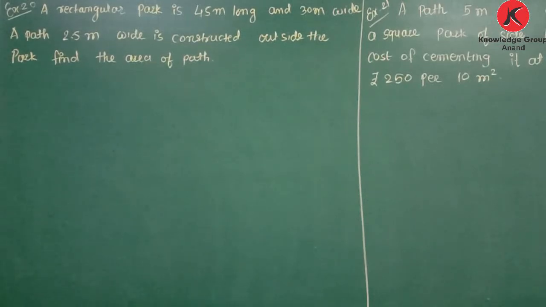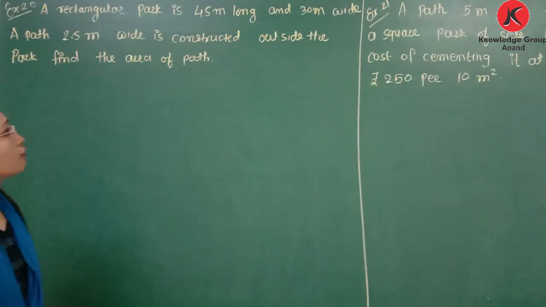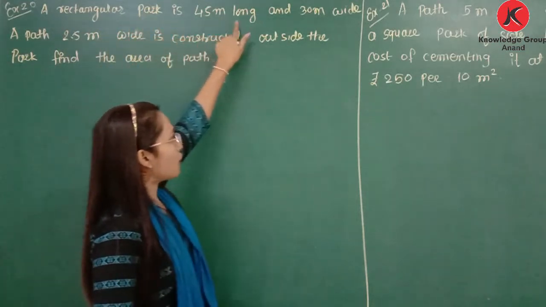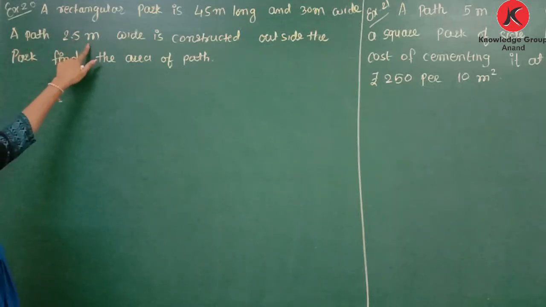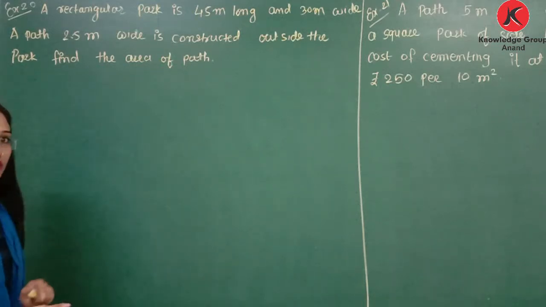Now let's use this conversion in measuring the area in a real application. So what kind of real situation might be happening in daily life? That is, some kind of example is given. So here, example 20 that is given in your textbook: a rectangular park is 45 meter long and 30 meter wide. The park is in which shape? It is in a rectangular shape. Length is given 45 and width is given 30 meter. A path 2.5 meter wide is constructed outside the park. Find the area of path.